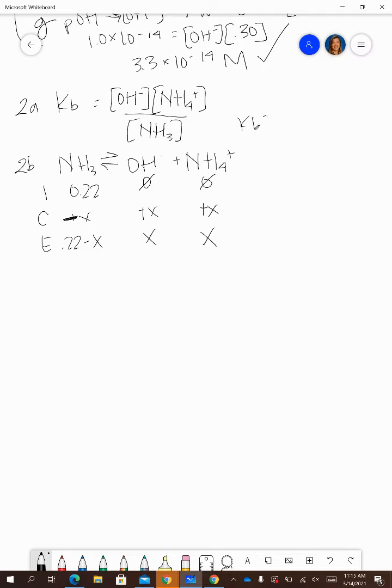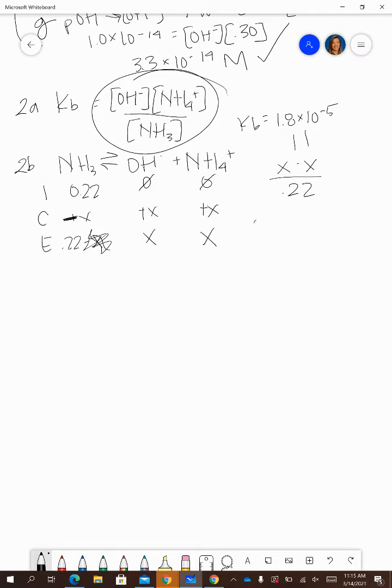Well, the KB is 1.8 times 10 to the negative fifth. Those are far enough away. We can ignore x. So we need to set this back up. Use this equation up here. So we're going to get that KB is equal to x times x because I'm plugging these in, and then all over 0.22, and that is equal to that 1.8 times 10 to the negative fifth.